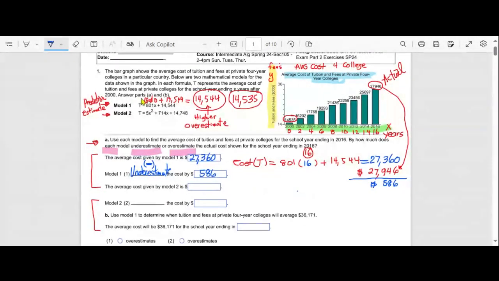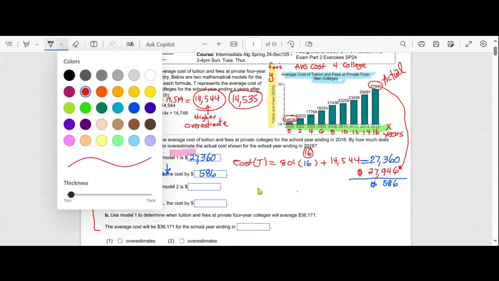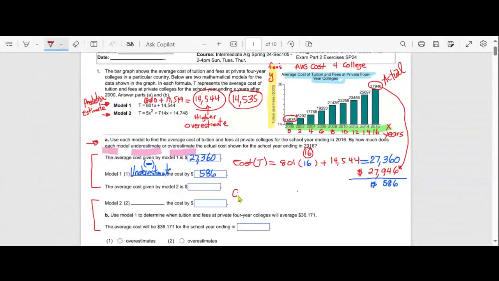Good. Now we're going to do the same thing for the second model. It's going to be subtract, minus 586, not 586. Minus 586. Right. But here this means what? Minus. Okay, so we don't have to write it again.